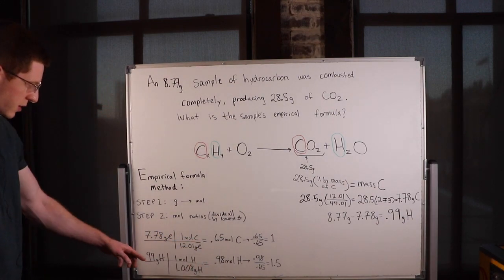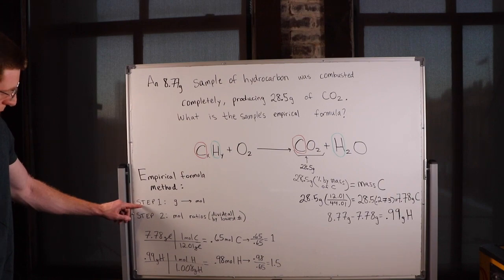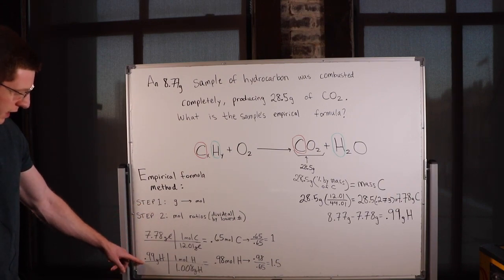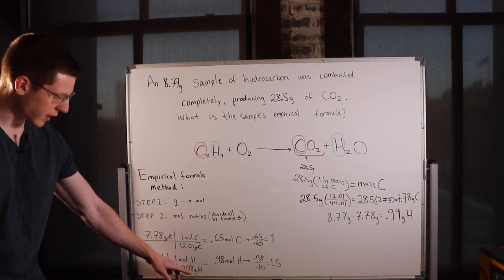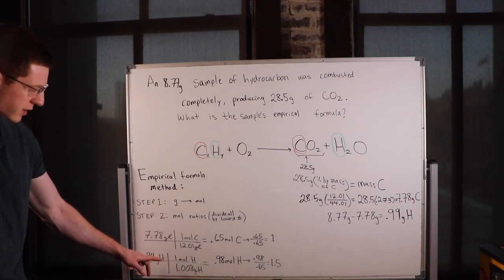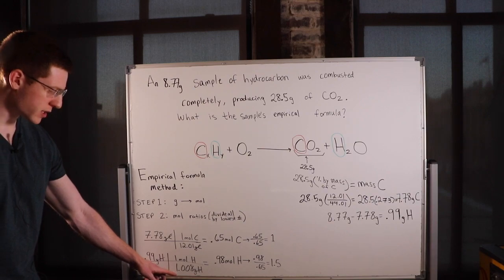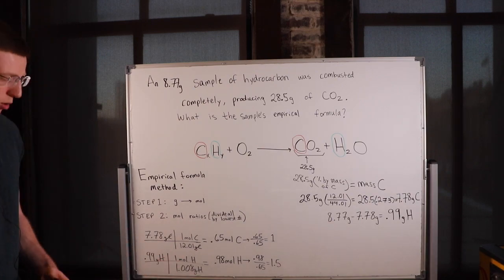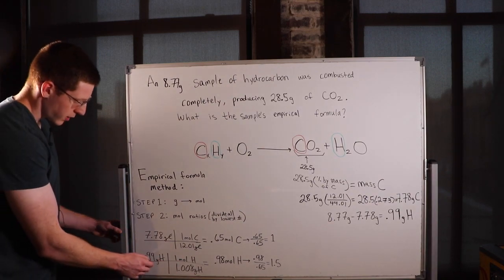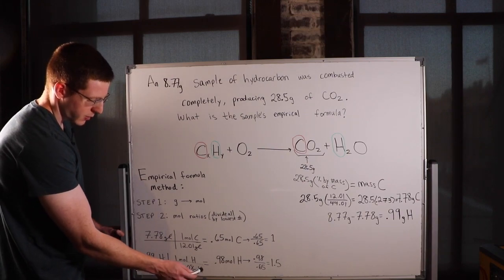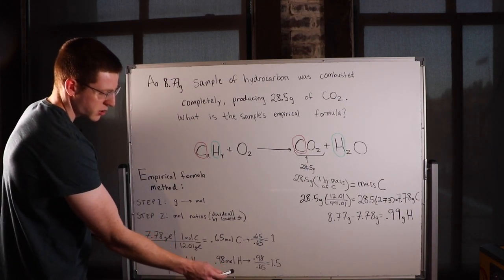So we'll do the same thing with hydrogen. Remember, we're on step one here. So 0.99 grams of hydrogen, and we'll put grams of hydrogen on bottom because we want to cancel that unit out. And so we'll do 0.99 over 1.008, and we'll end up with moles of hydrogen. So this will be 0.99 over 1.008, and we get 0.98 moles of hydrogen.